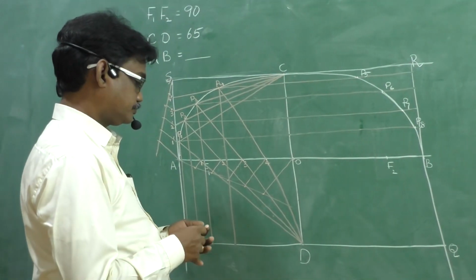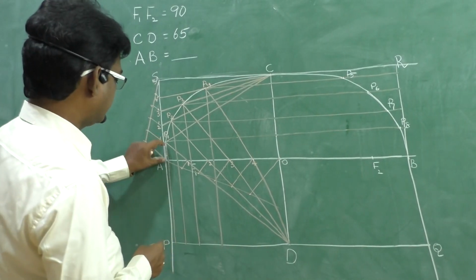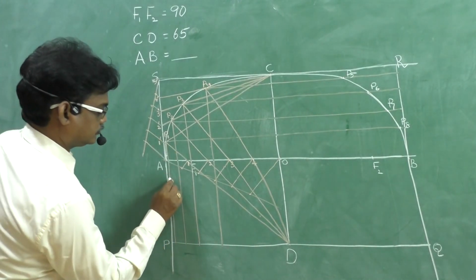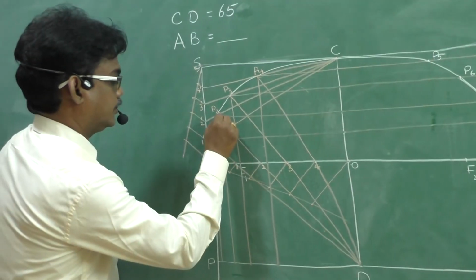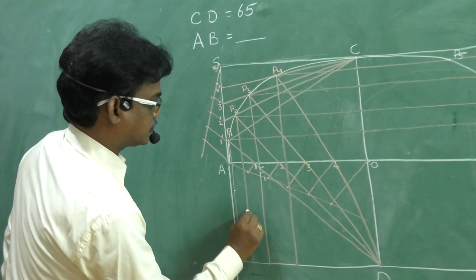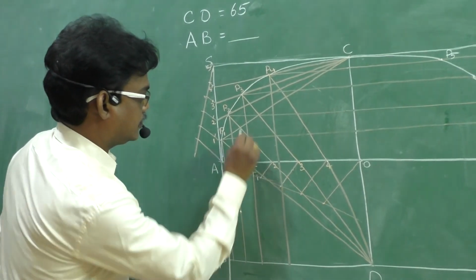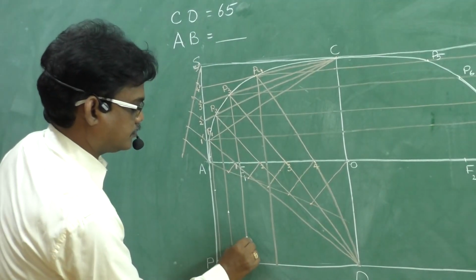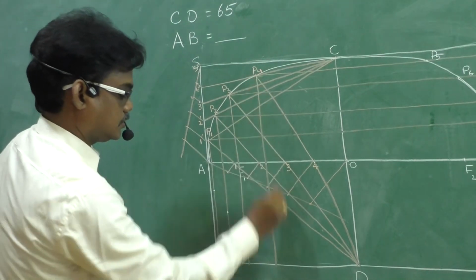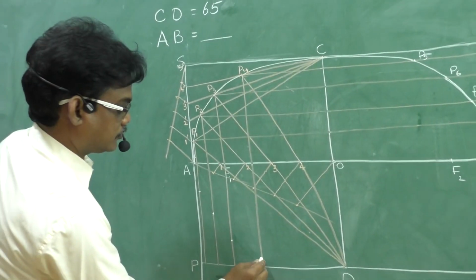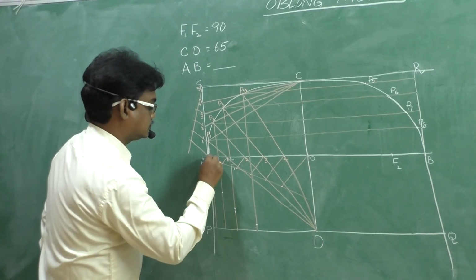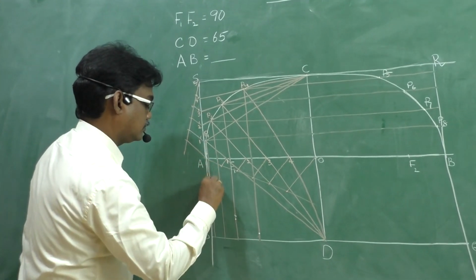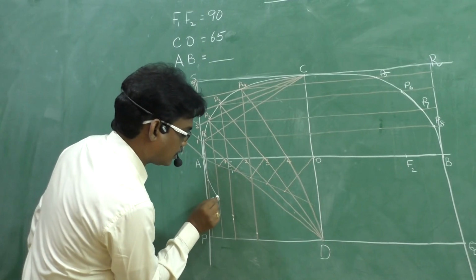Now, in a similar fashion, P1, here, opposite side. You need to locate the point on the opposite side. You need to locate the point here. Next, this is P4. Right. You can draw the line.